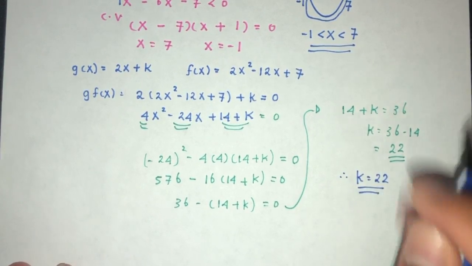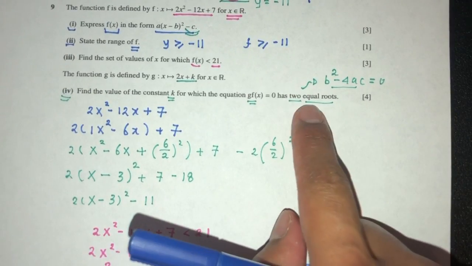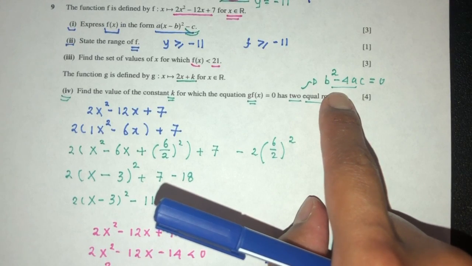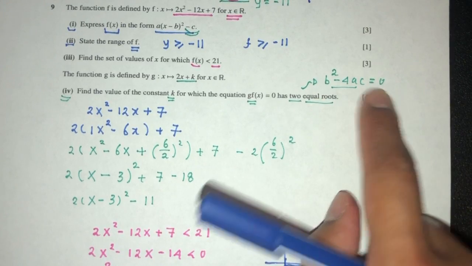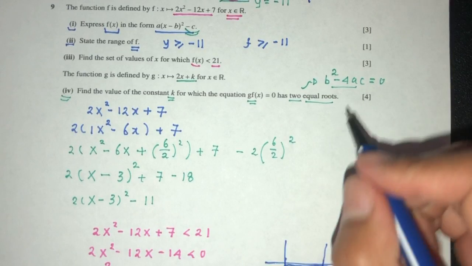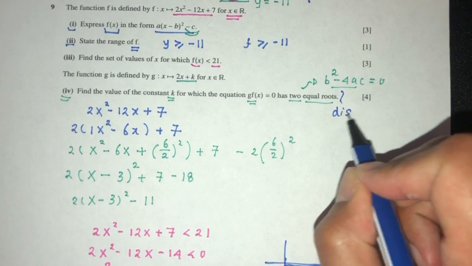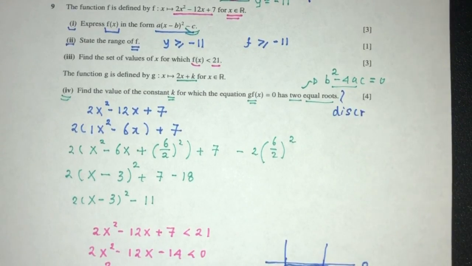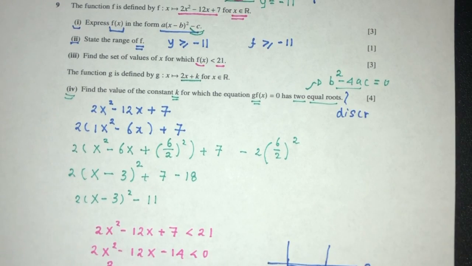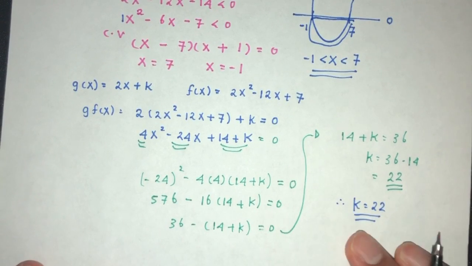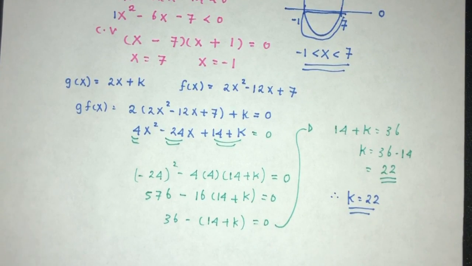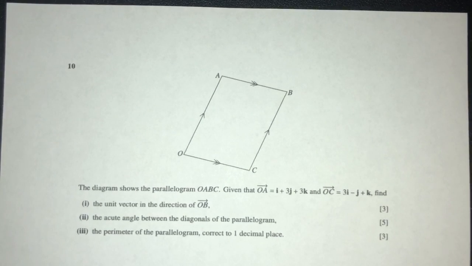But the main takeaway here is actually this: whenever you have two equal roots, we have to think of this. The discriminant is equal to 0. b squared minus 4ac is the discriminant. So it means we have only one kind of root, and that will give you this value over here. Using that, we understand we have to solve, and finally, step by step, you will have your value of k to be 22. So let's move on to the next question.